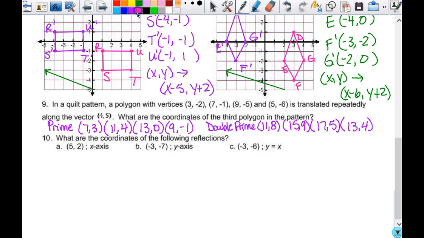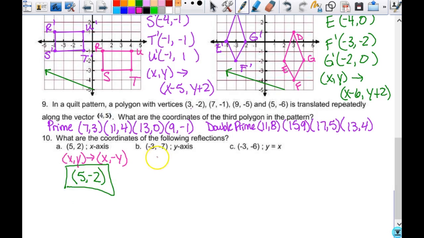So then the next one says, what are the coordinates of the following reflections? So I'm going to reflect it in the x-axis. So remember, xy maps to... and since I'm reflecting in the x-axis, the x value stays the same, y value changes. So this is not what it's asking you for, but that's what's happening. So to get this point here, x value stays the same, sign changes on y. There's your answer for A.